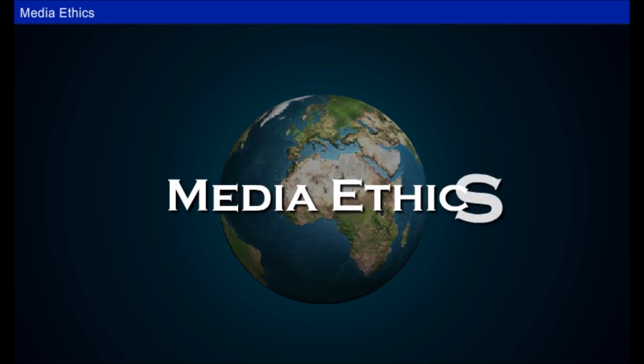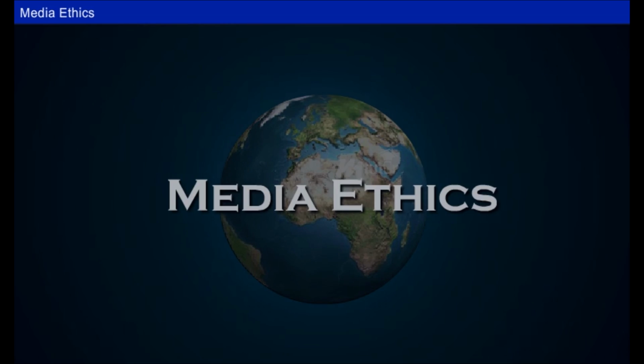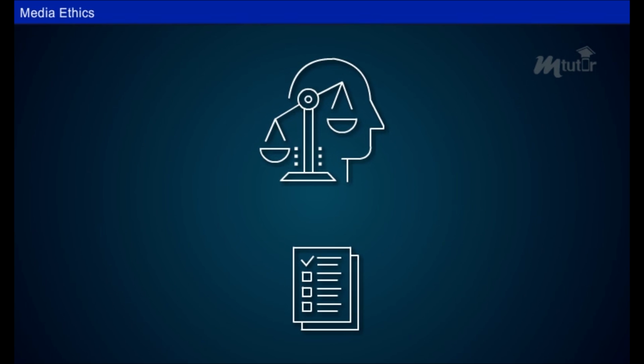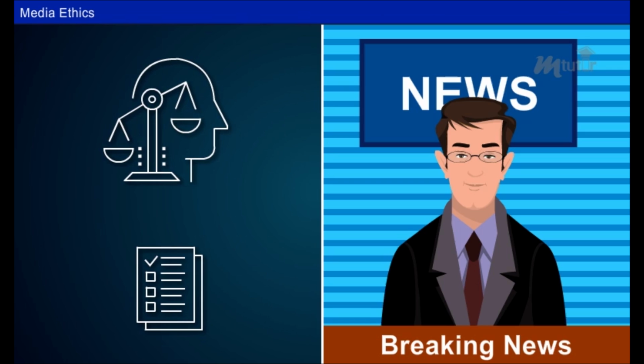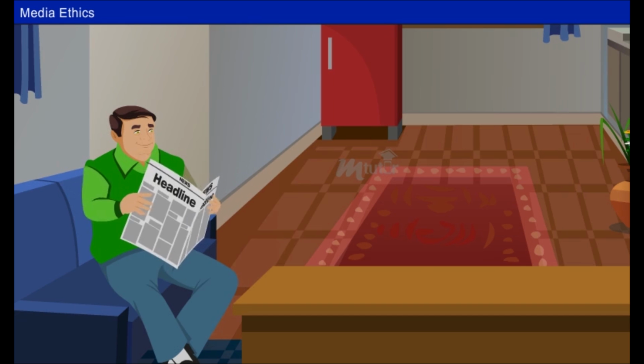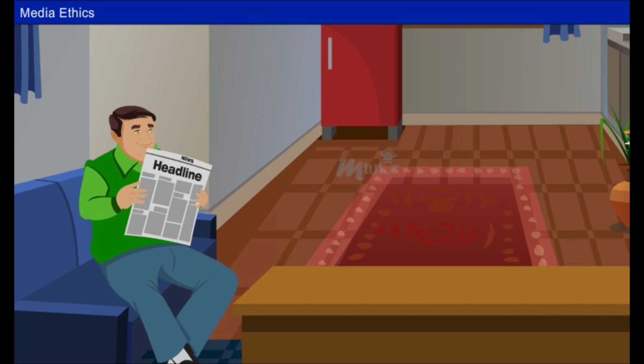Now, let's learn what is media ethics and its related ethical issues. Global media ethics deals with the specific ethical principles and standards of media for the practice of journalism in an age of global news media. Even though international associations of journalists declare global code of principles, they are yet to be adopted by most journalists and news organizations. Media face a range of ethical issues on a regular basis.